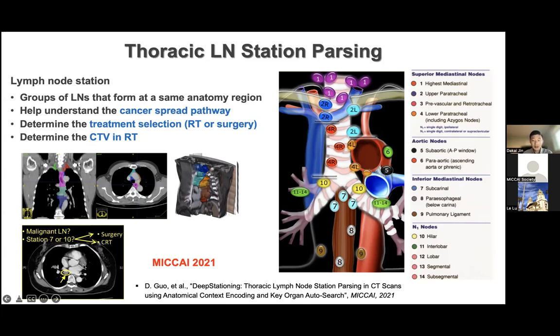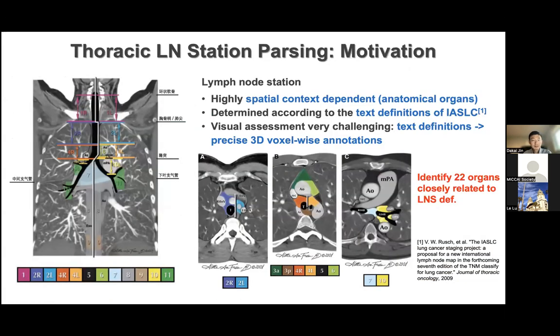So the lymph node stations are very helpful for treatment selection, and also later on we will talk about the clinical target volume regions. The lymph node station will be helpful to determine the CTV areas because it covers the cancer spread ranges. So this is based on work published in 2021 MICCAI.